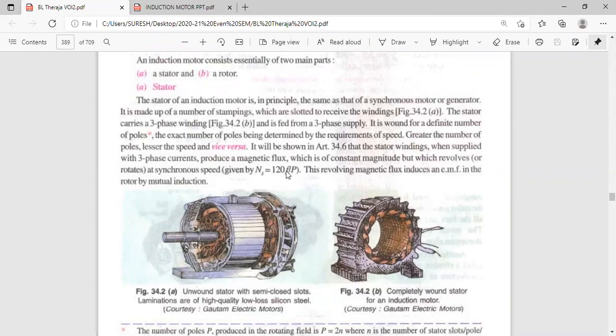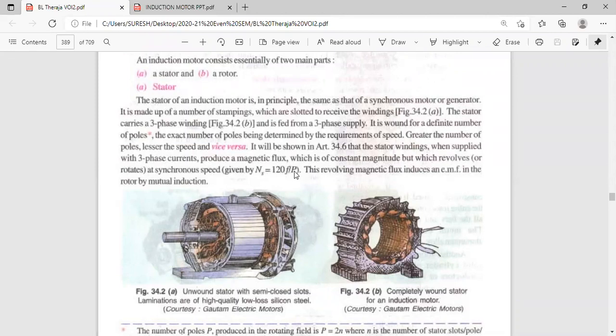frequency, let us take 50 hertz. So what is that frequency? Frequency of the supply, three-phase supply. F is the frequency of the supply. P is the number of poles. Suppose if you take 4 poles, Ns is 120 into 50 by 4, that is 1500 rpm. Suppose if you take number of poles only 2, P is equal to 2, Ns is 3000.